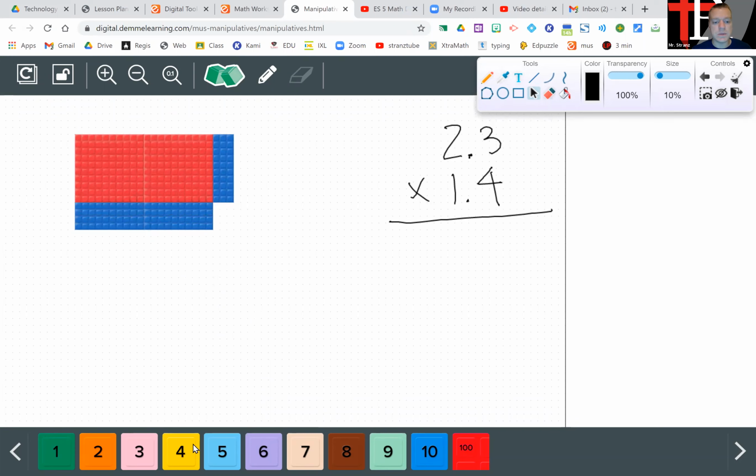Okay, so I still have a little bit of white space. It looks like it might be a 4. So I need 3 of those right there, and now I have a full rectangle. So now I have the answer to my problem. We just have to look at it and count a couple things.